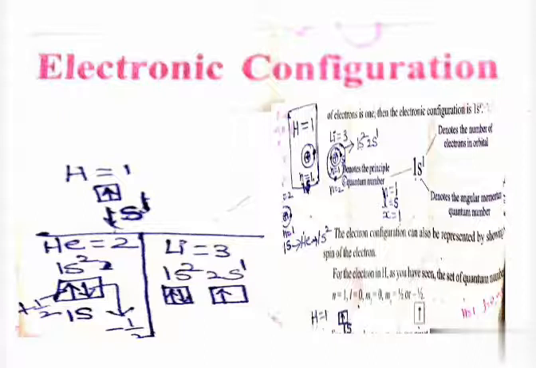The distribution of electrons in shells, subshells and orbitals in an atom is known as electronic configuration. Electronic configuration is nothing but the distribution of electrons in the shells, subshells and orbitals in an atom. So what is the meaning of electronic configuration? We will discuss with one example.